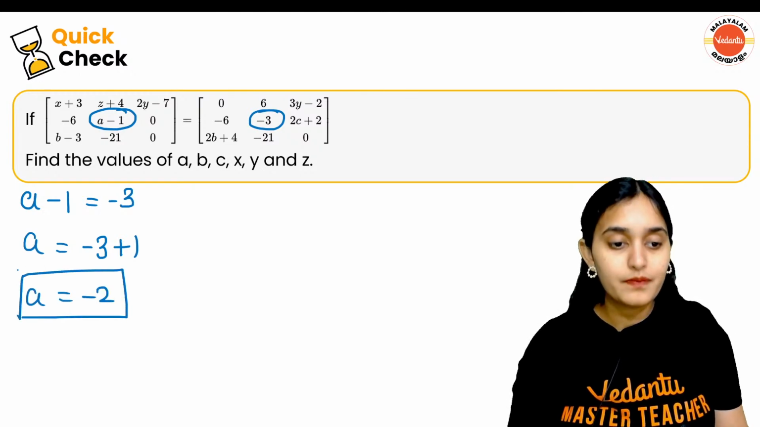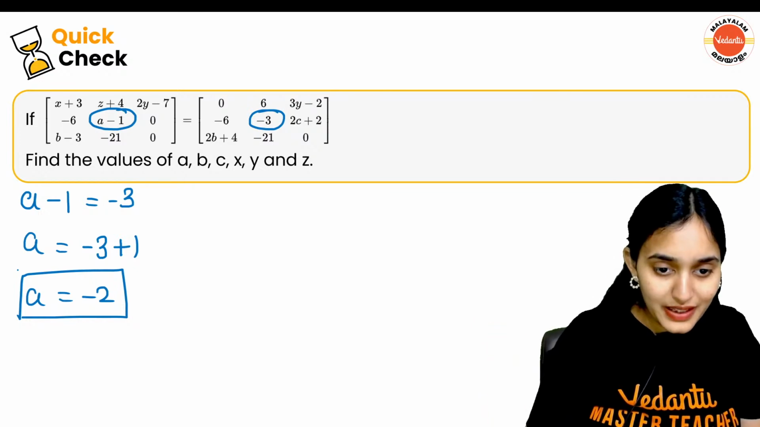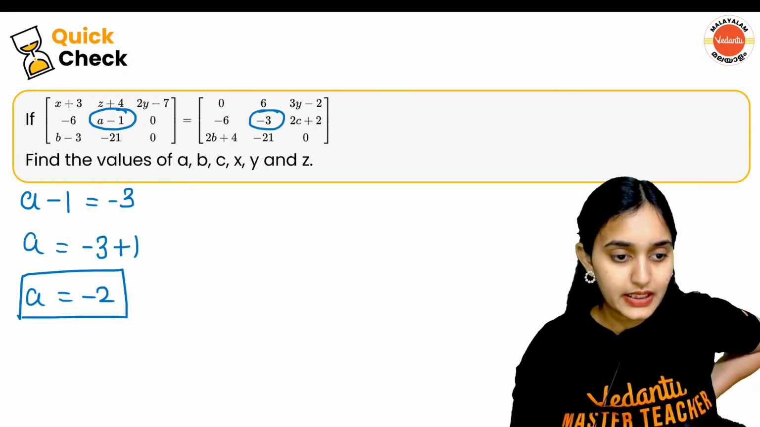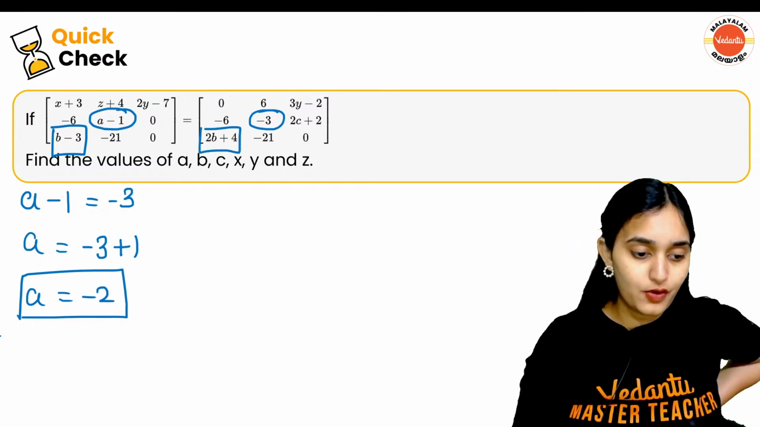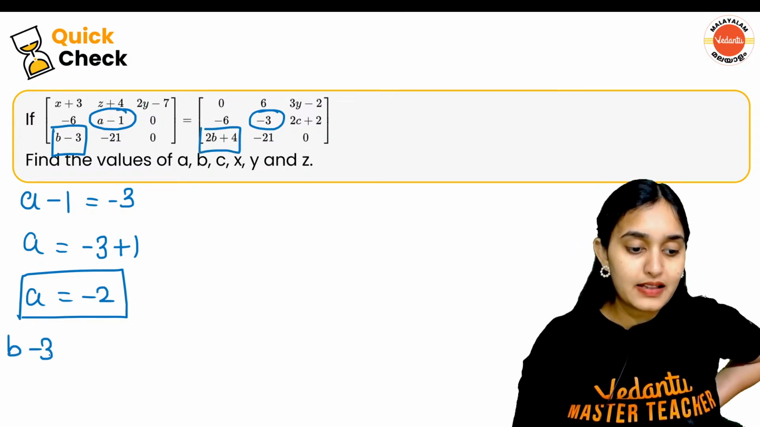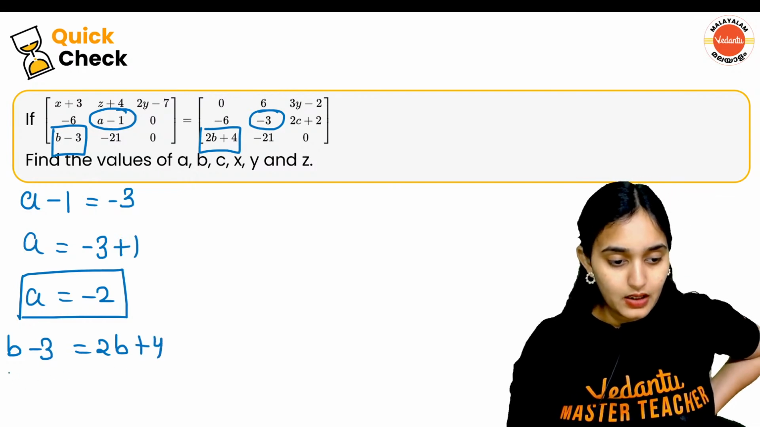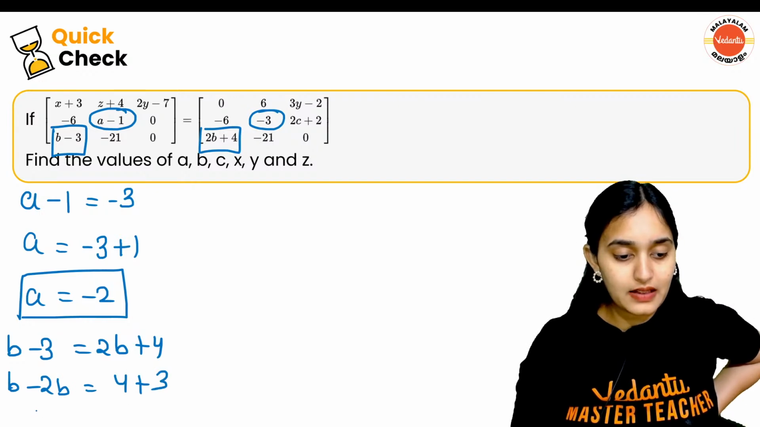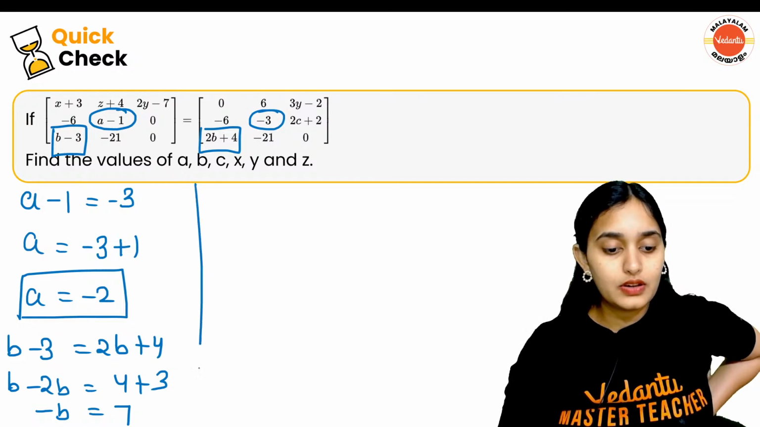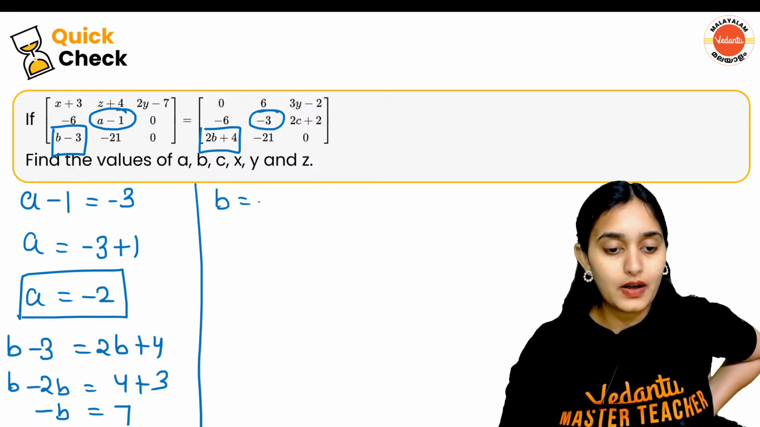Point number 1. Find out the value of B. Where is B? Here is B. B minus 3 is equal to 2B plus 4. B minus 2B is 4 plus 3. So minus B is 7. So this implies that B is equal to minus 7.